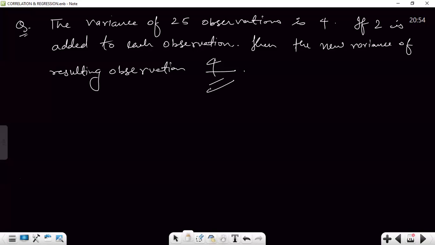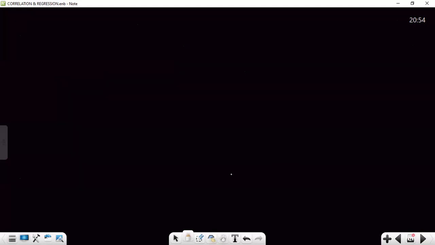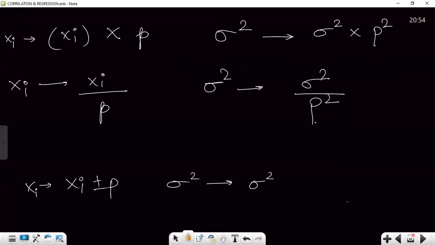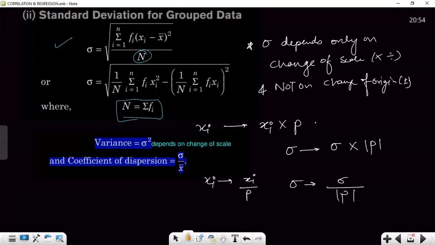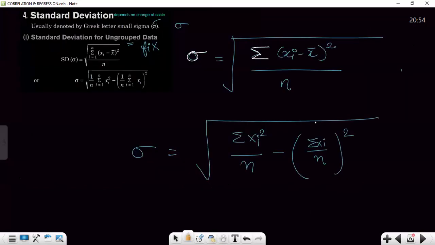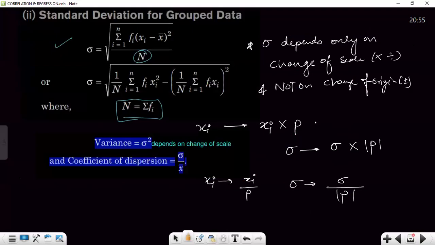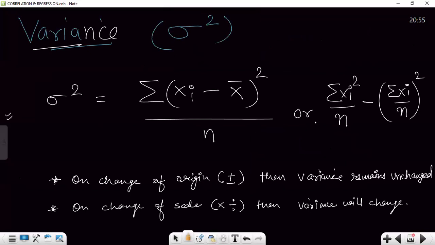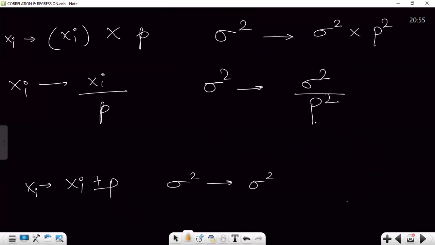So I'm writing the question. Now please answer correctly, okay? If you want to revise, I can change few slides again. Standard deviation depends only on change of scale, not on change of origin, and the formula is this. See how variance is just a square, and see how it changes.